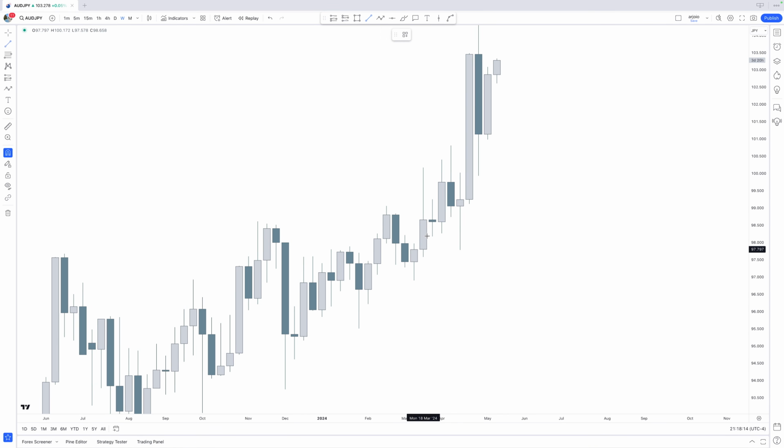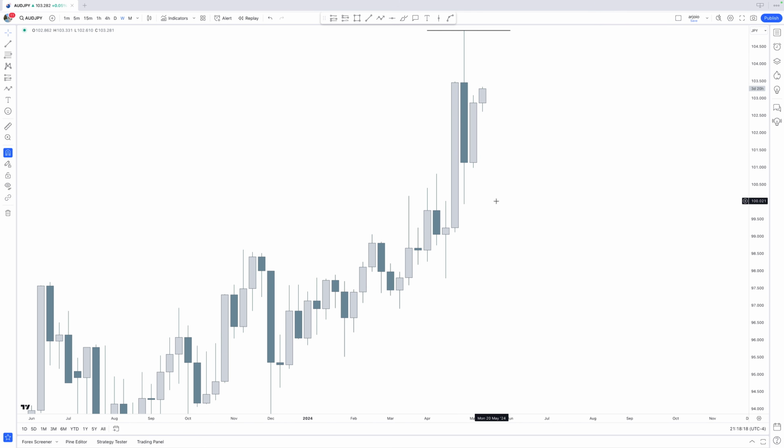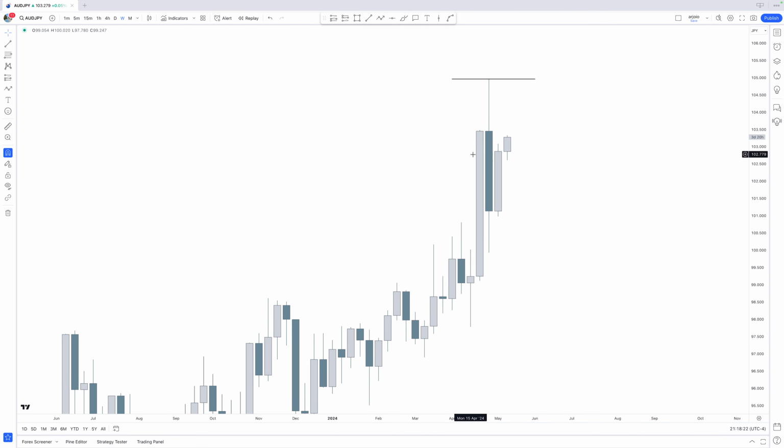No, the recent fair value gap right there has already been stinged into, so there is no fair value gap after that as well, but we still continue higher. Okay, so now we can go into the daily time frame to find that narrative.